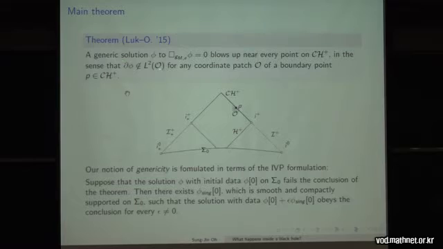Note that a solution can never blow up in the interior, right? Because it's just a solution to the linear wave equation. So the only points where it can blow up are along the boundary, and we say that it does blow up at the Cauchy horizon.